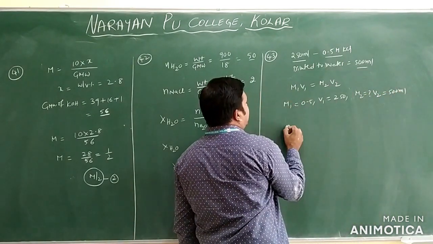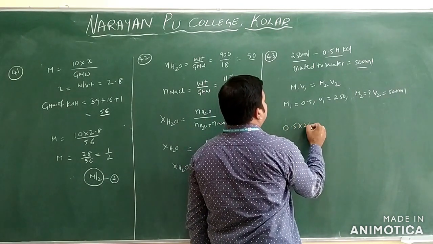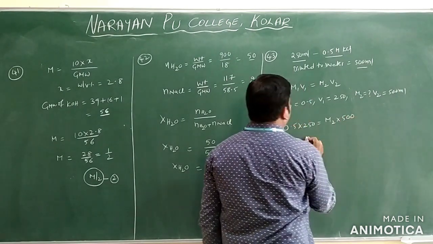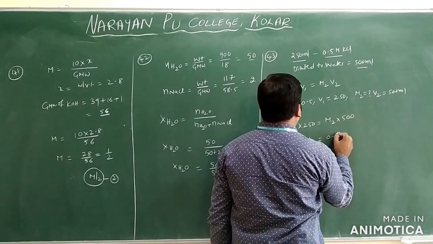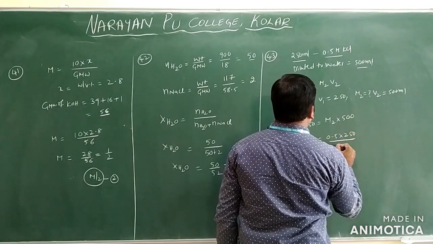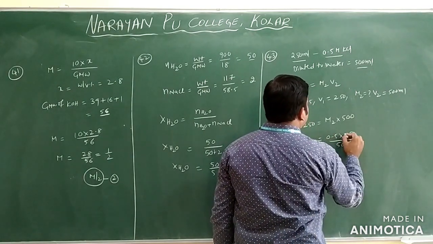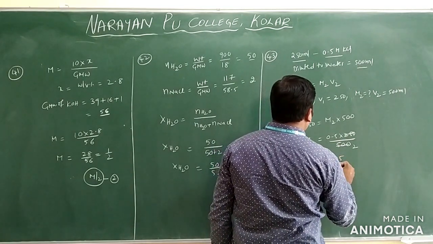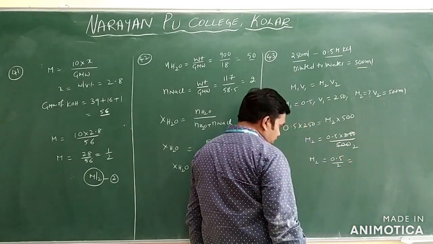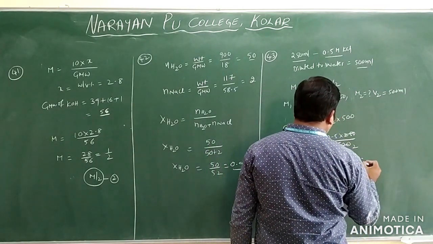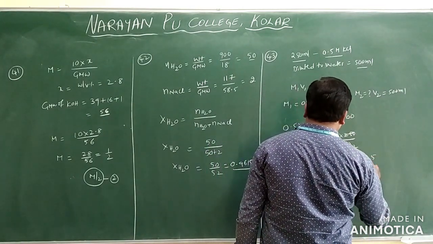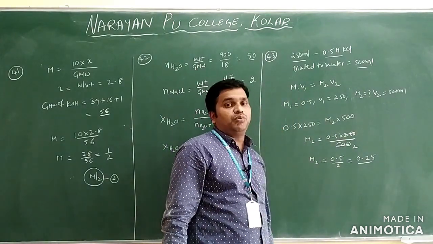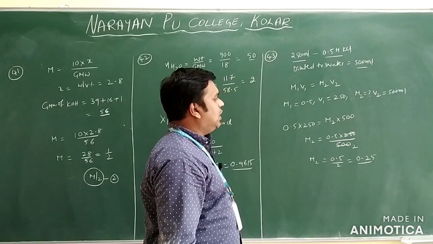Now you can substitute the value. 0.5 into 250 is equal to M2 into 500 ml only. So M2 is equal to 0.5 into 250 by 500 only. So here 250 cancels 2 times. So M2 is equal to 0.5 by 2. So 0.5 by 2 means what you will get? 0.25 you will get only. This is the molarity of the final solution. How much you will get? 0.25 only. Clear?